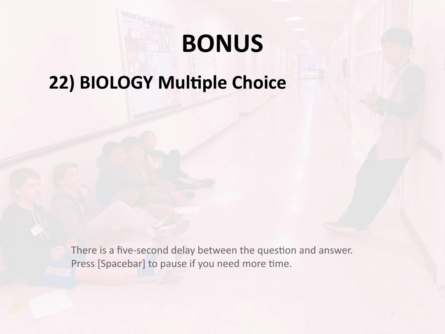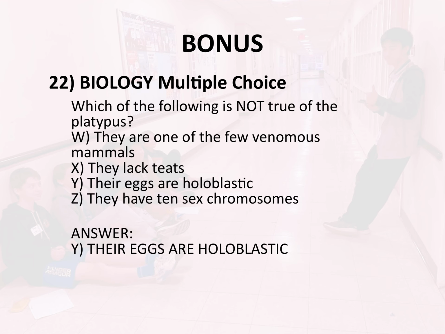Bonus. 22. Biology. Multiple choice. Which of the following is not true of the platypus? W. They are one of the few venomous mammals. X. They lack teats. Y. Their eggs are holoblastic. Z. They have 10 sex chromosomes. Answer. Y. Their eggs are holoblastic.